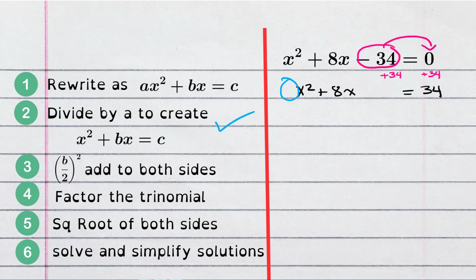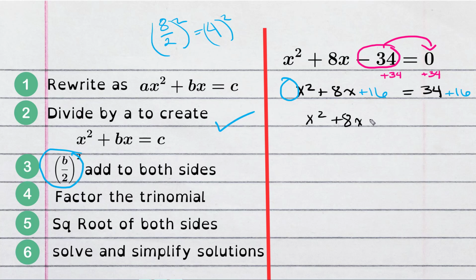Now we need to find that number by taking half of b, so 8 divided by 2, and squaring it. So that's 4 squared. We're going to add 16 to both sides. And so we have x squared plus 8x plus 16 on the left-hand side and a positive 50 on the right.